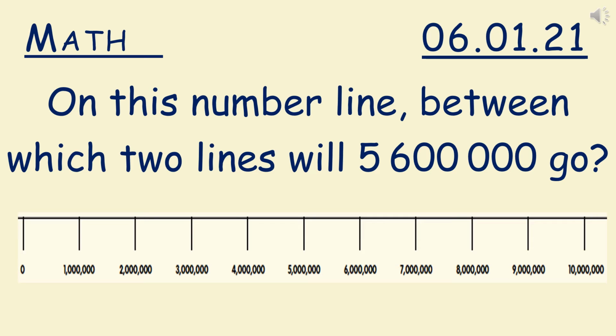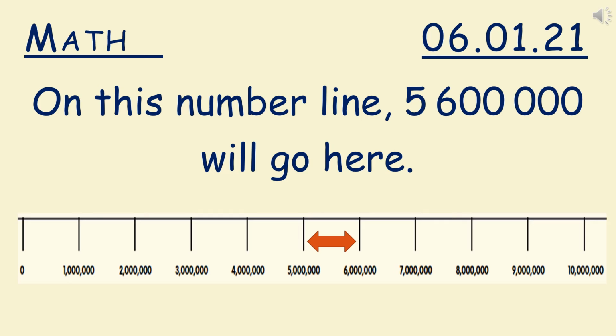Let's try another one. On this number line, between which two lines will 5,600,000 go? Remember to take your time and look over the number line. That's right everyone, on this number line, 5,600,000 will go here between 5 million and 6 million. That's because the number is not smaller than 5 million and not larger than 6 million, so it must go between these two lines.